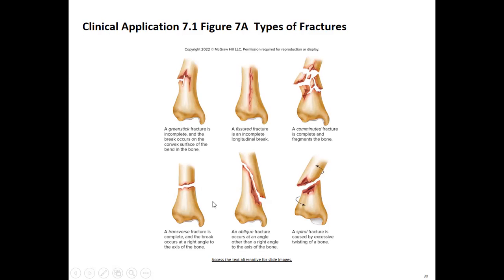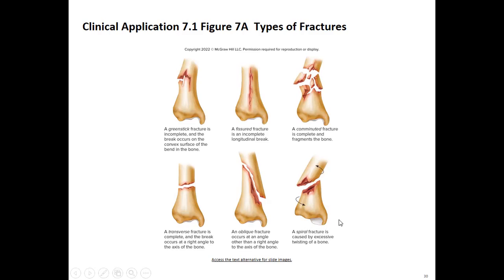Then you have the oblique fracture. The oblique fracture is one that occurs at an angle other than a right angle to the axis of the bone. All right, but it is a complete fracture, so it is going from one end to the other.